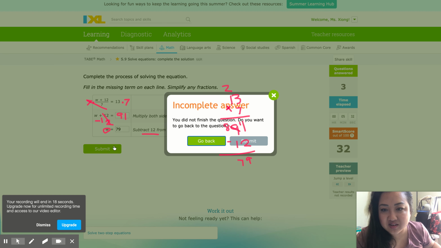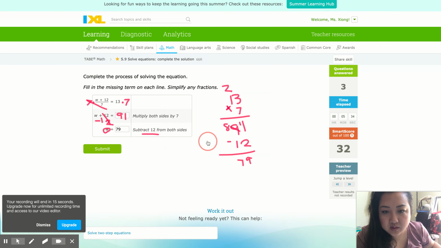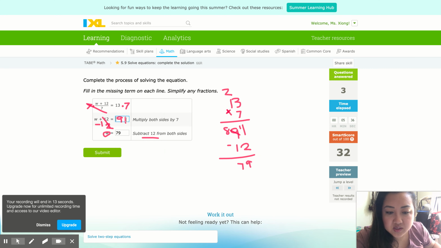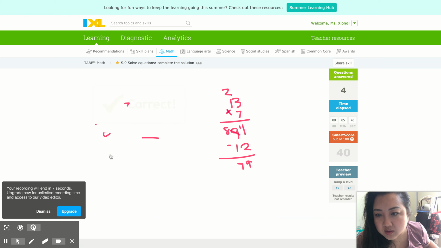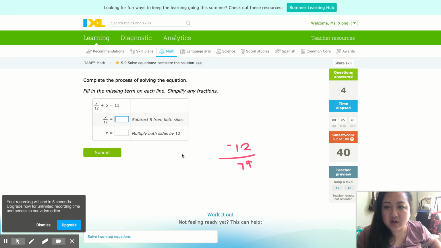Oh, it says that it's wrong. Oh, I forgot to put the top answer in as well. So let's just erase that. There you go. And that is correct. All right. So you just keep following through.